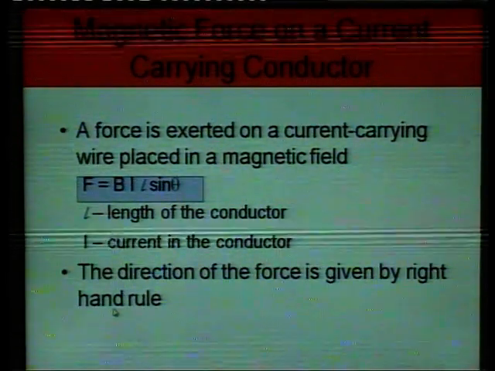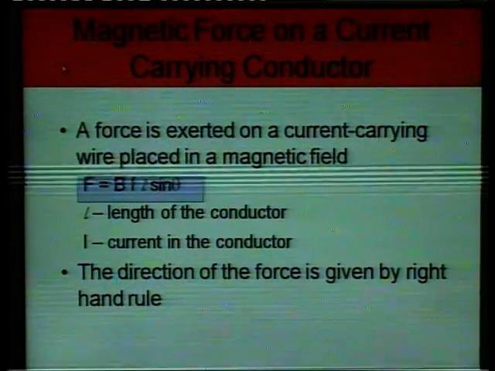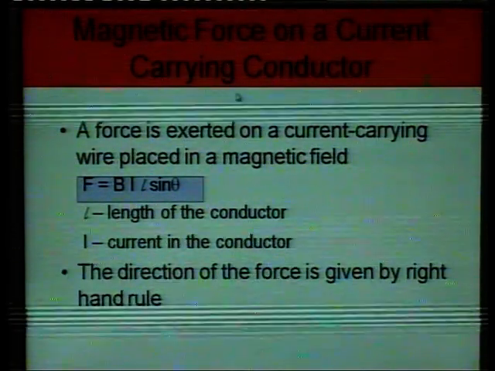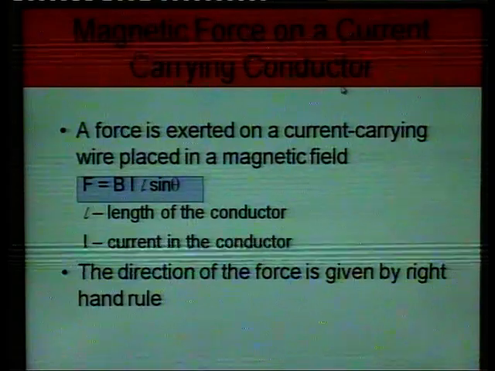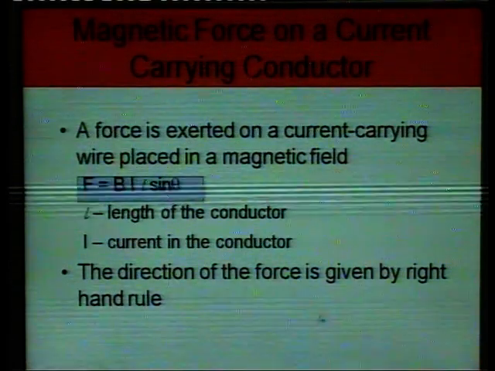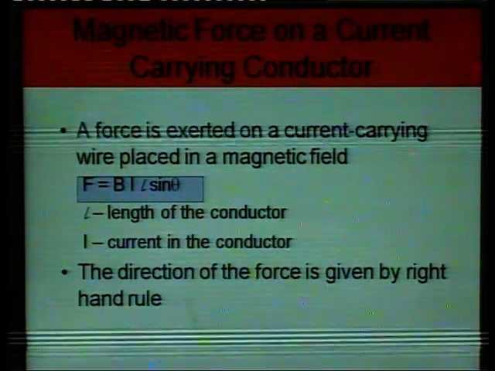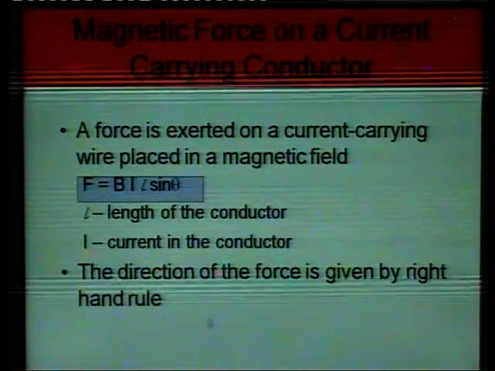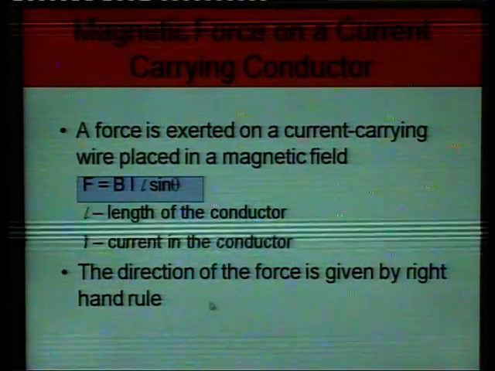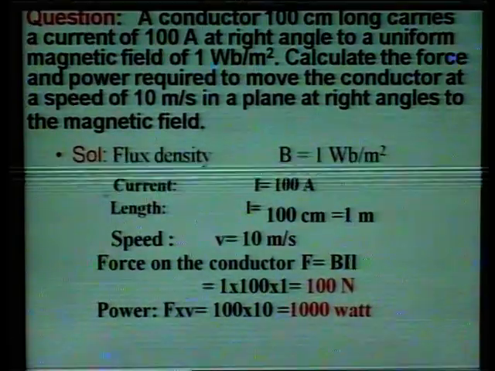Just like in the case of a moving charge, in the same manner the direction of force on a current carrying conductor can be determined by the right hand rule. Now the formula of force is BIL sine theta. Using this formula, we are going to solve a few problems.